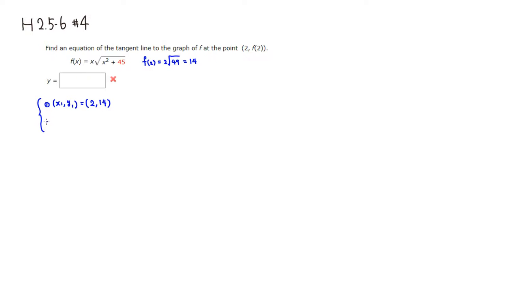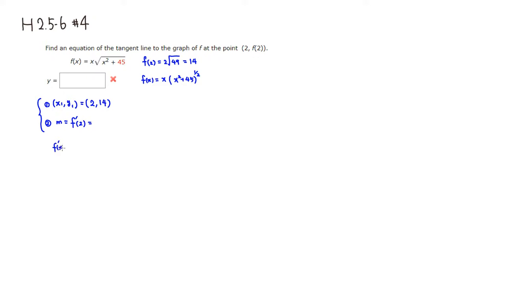Then we need to find the slope. Number 2, I'm going to call the slope m. This is simply taking the derivative of the given function and plugging in the x1 value, which is 2. So let's find a derivative. Before we do that, we're going to rewrite f of x. We don't like the square root, so I'm going to write it as a 1/2 power. So it's x times the quantity x squared plus 45, raised to the 1/2 power. Now we can take the derivative.